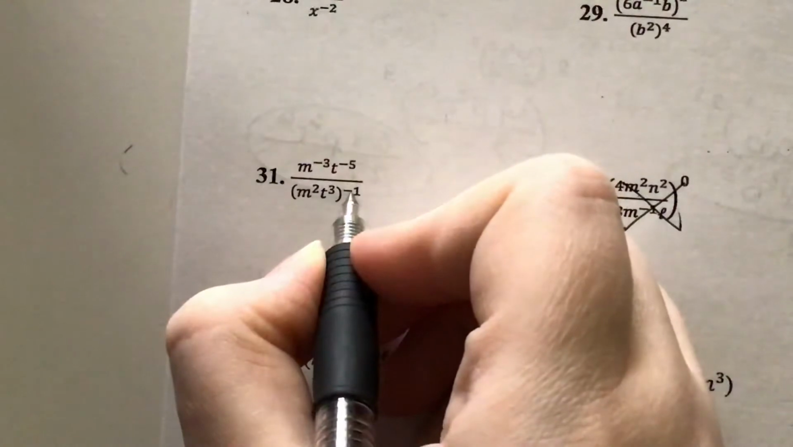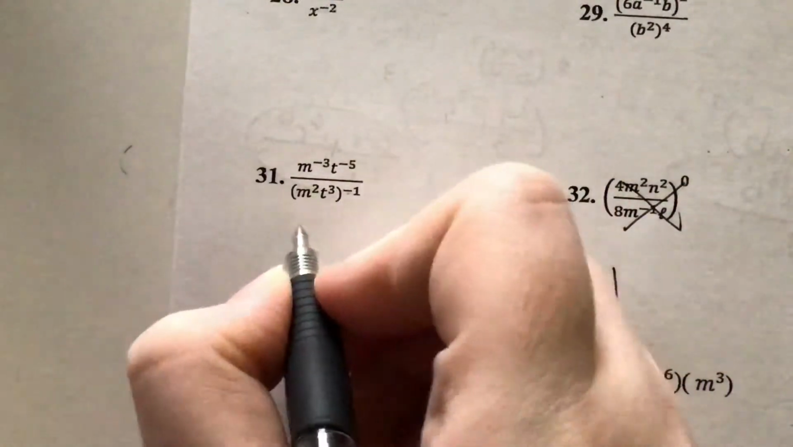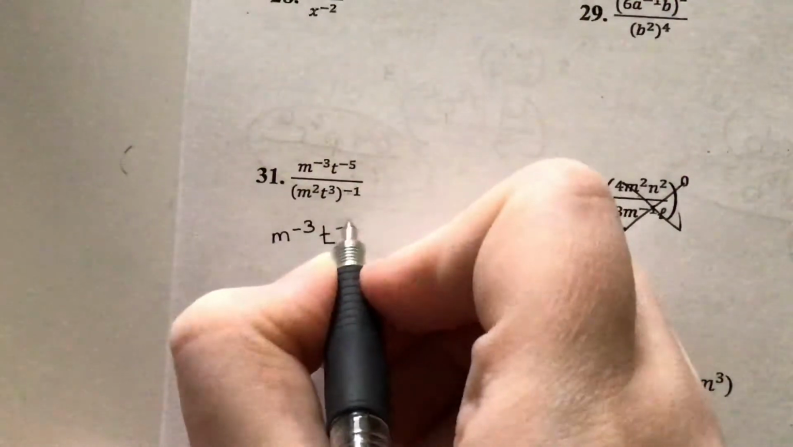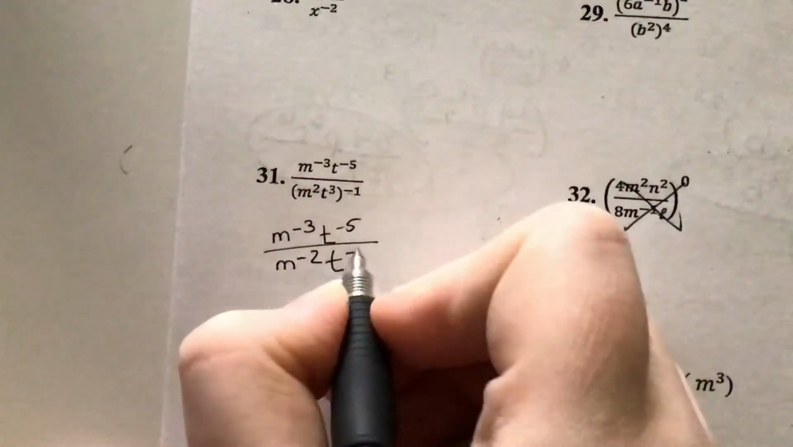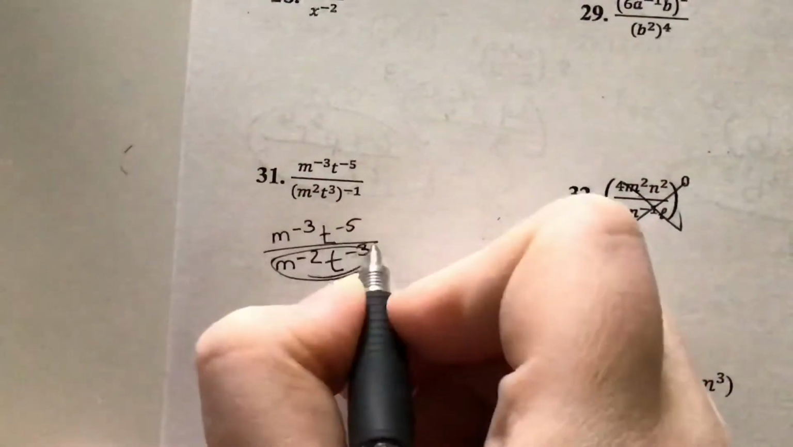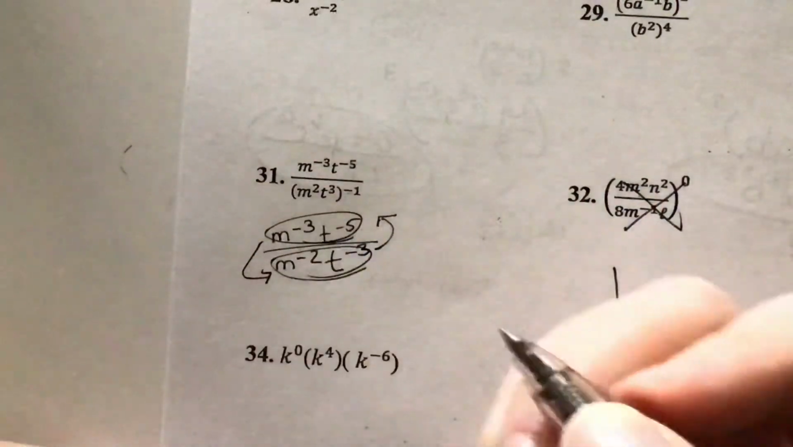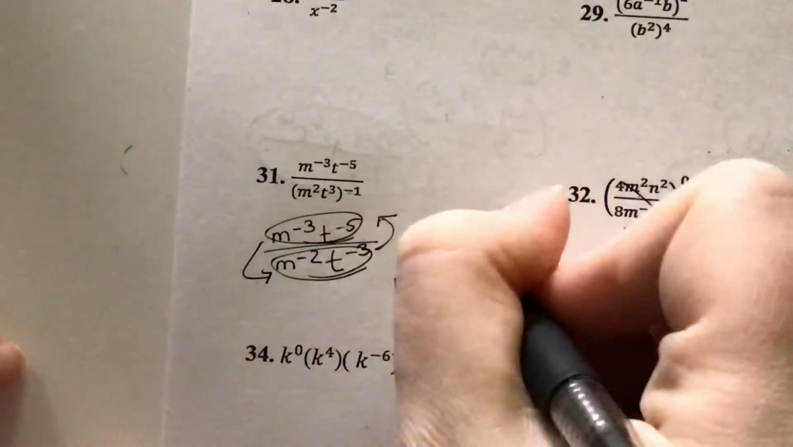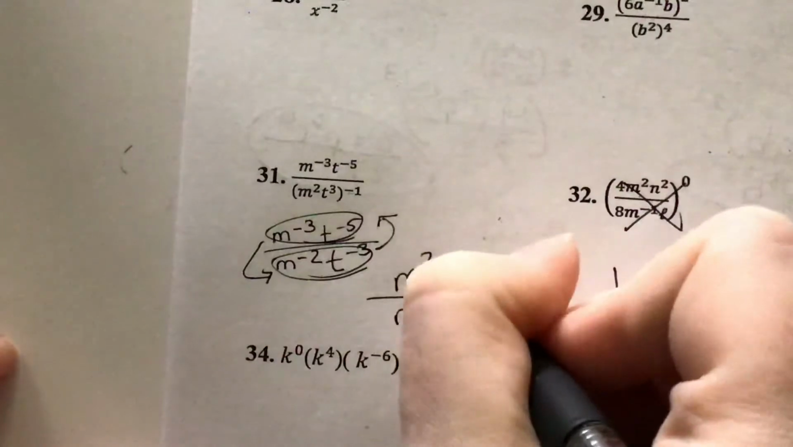31, when you distribute this negative exponent inside of the parentheses here, what you're going to end up having is negative exponents in the numerator and all negative exponents in the denominator. So basically everything in the bottom moves up and everything in the top moves down. So basically flip this thing. So m squared t cubed over m cubed t to the 5th.